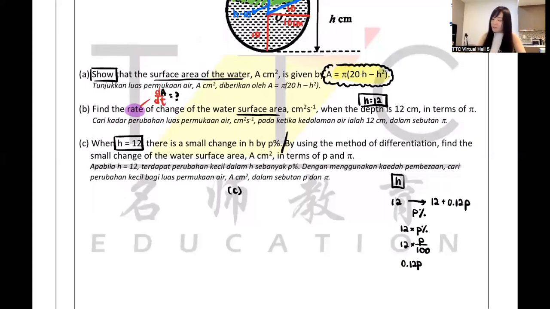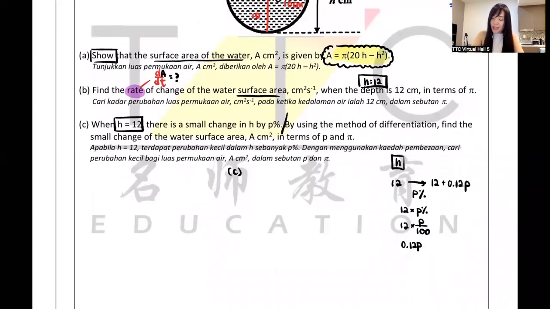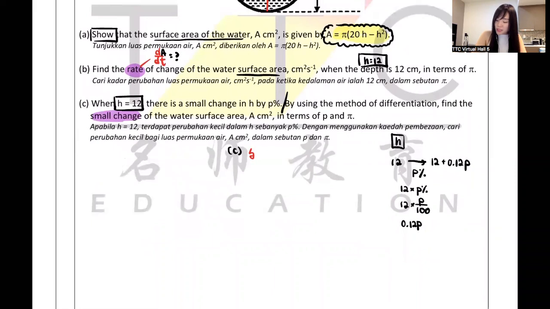Okay? Next. By using the method of differentiation, find the small change of the water surface area. Guys, they want to find the small change. Small change means delta. Did you see the word surface area? They want to find delta A in terms of P and pi. For those who are asking, this question cannot use decimals. They already say P must be there, pi must be there. Okay? How do I do it?